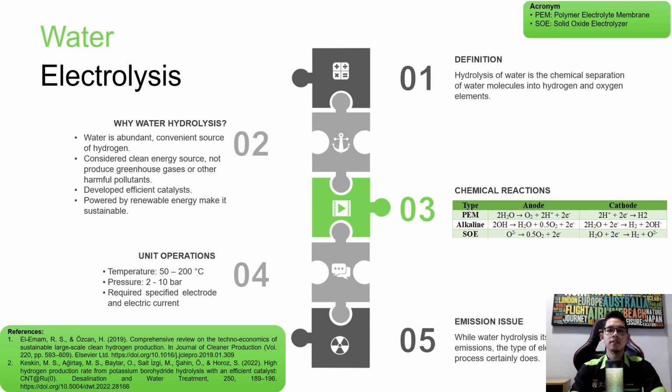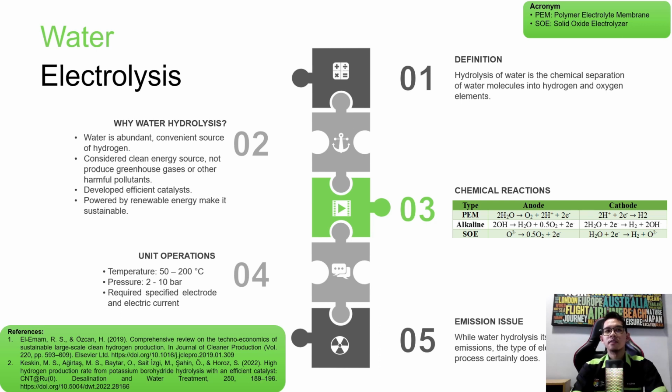Hydrolysis of water is a chemical separation of water molecules into hydrogen and oxygen elements. And why is water hydrolysis selected? Water is considered an abundant and convenient source of hydrogen. It is considered a clean energy source because it does not produce greenhouse gases and other harmful pollutants. It is also developed with efficient catalysts. It is possible to power it by renewable energy, which makes it sustainable.